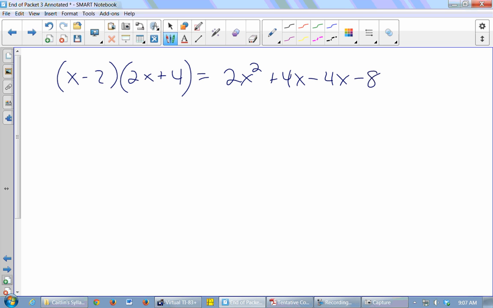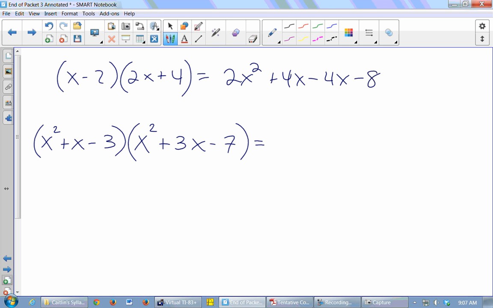What if I asked you to multiply three things together? You multiply every term by every other term. There's no special acronym for it. I kind of hate that we teach FOIL because it makes people think that you can't do it with bigger polynomials, but you just multiply every term by every other term. So do it systematically so you don't lose track of what you're doing.